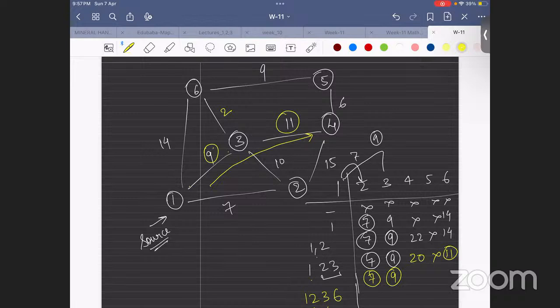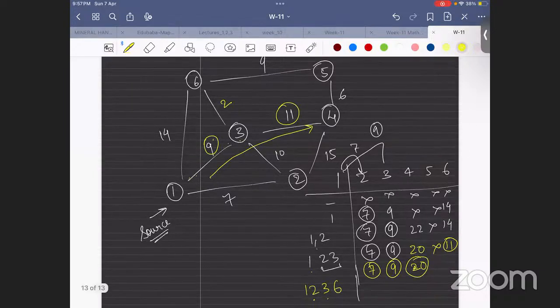Four, I guess the 20 only. This will be 20 only. You can reach it via 1, 3, and 4. That is 20 itself. Now 5, can you reach it to 5? I guess 5 also you can reach it.